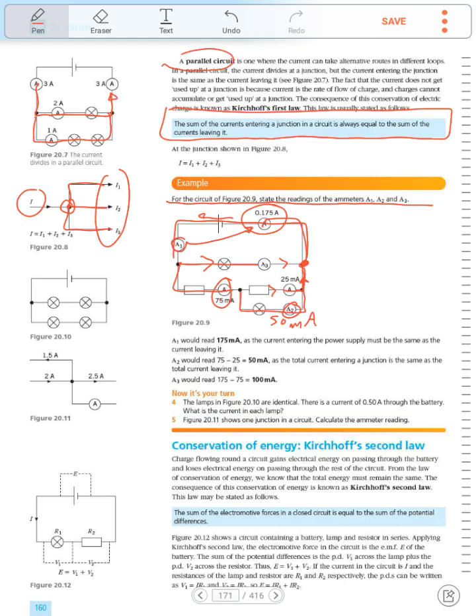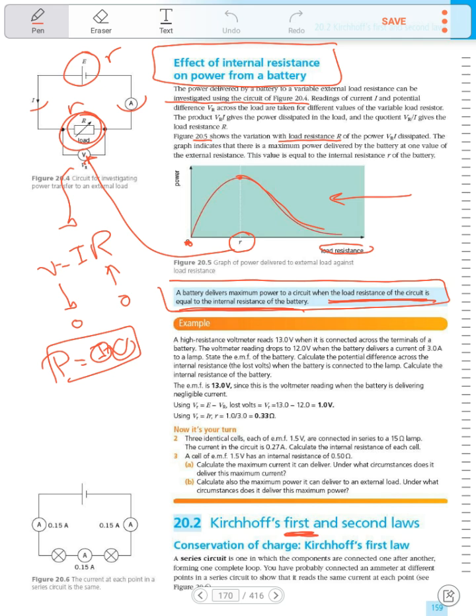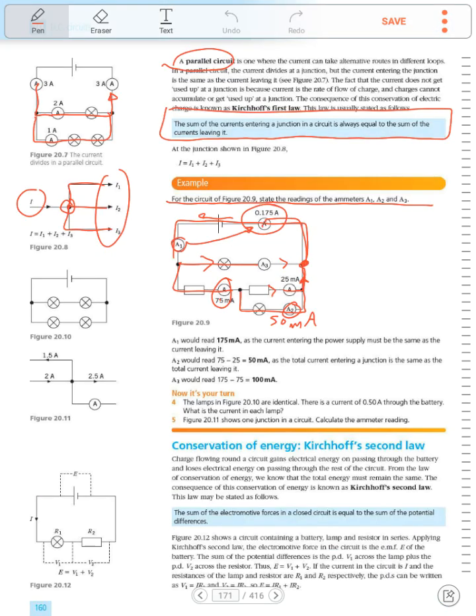This happens in a parallel circuit, but if we have a series circuit, the current is the same through all the bulbs or the lamps or resistors, whatever. Kirchhoff's first law is a conservation of charge. The charge is conserved. So we have a conservation of charge. Why?